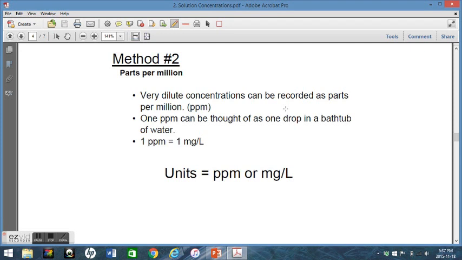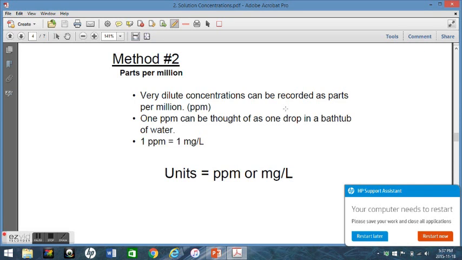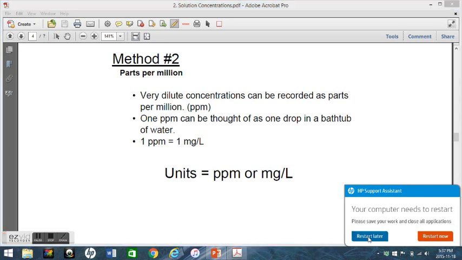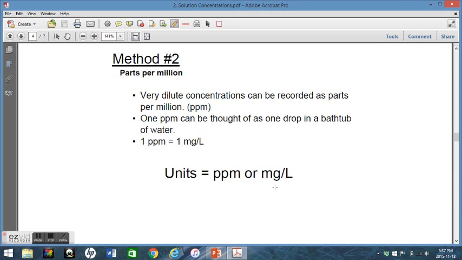Okay? You can think about, as a rough estimate, 1 part per million as 1 drop in a bathtub full of water. Okay? Now, mathematically, 1 part per million is equal to 1 milligram per liter.